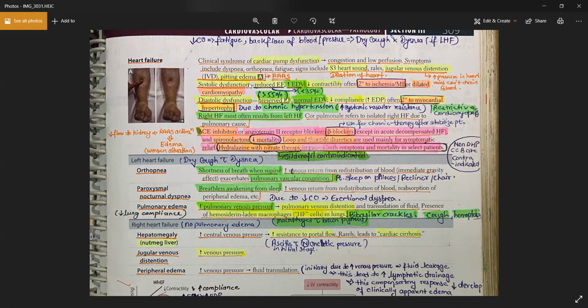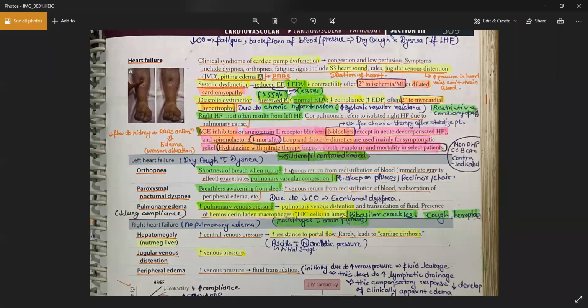In case of systolic dysfunction, there would be a reduced ejection fraction. Why? Because the contractility is lost, and the only thing which affects the ejection fraction is mainly contractility. You will get a high end diastolic volume. Why? Because the heart is not contracting. It will become dilated. It will try to accommodate more volume.